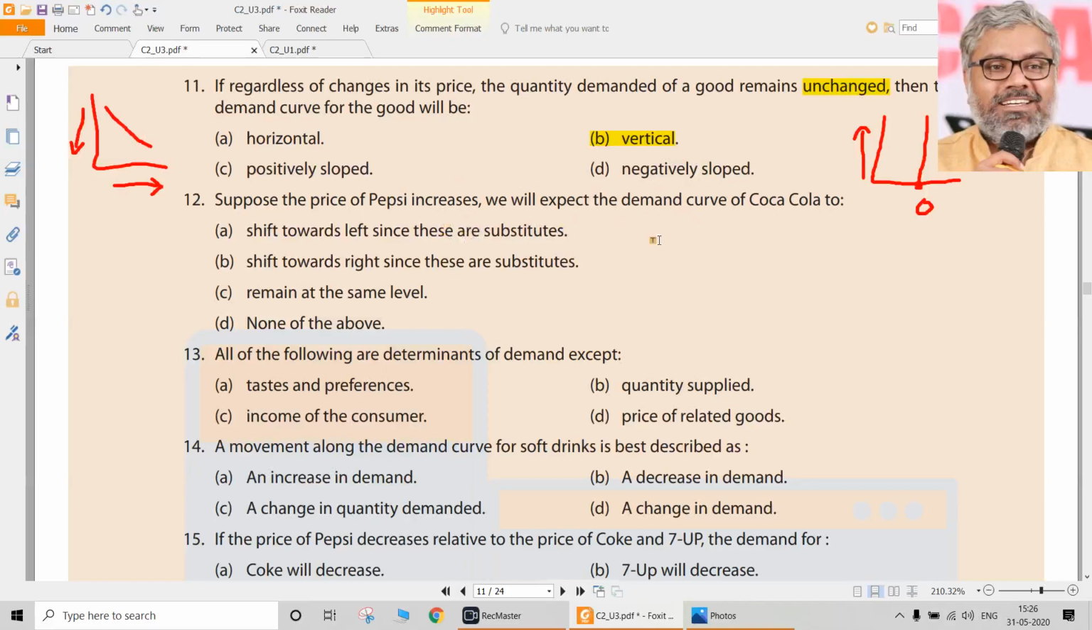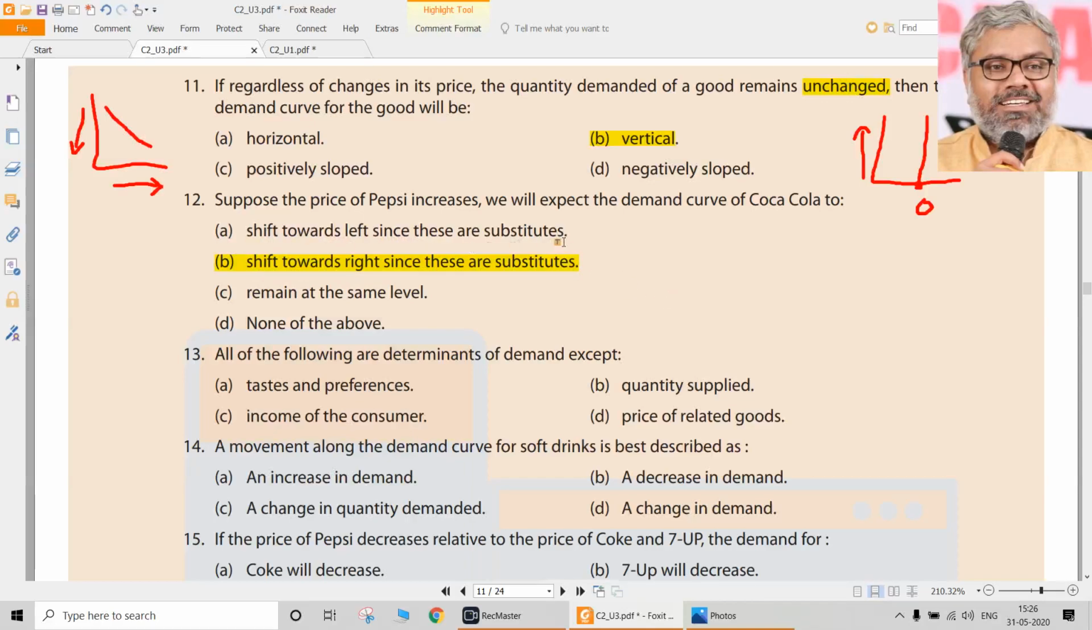So when it increases, we are talking about it as an increase in the demand, and then what happens naturally? There is a shift towards right. So increase in demand is a rightward shift. Decrease in demand is a leftward shift. So increase in demand is going to be a shift towards right. And why is that? Because they are substitutes.